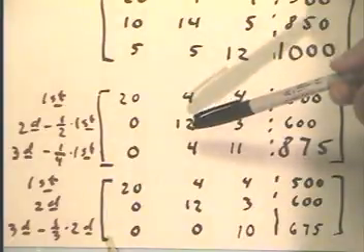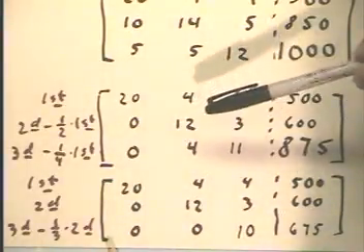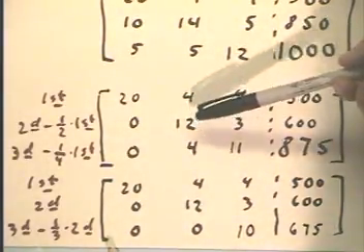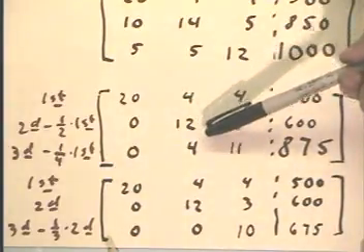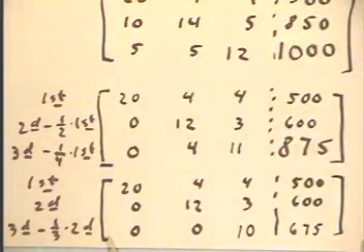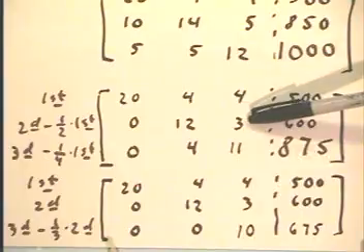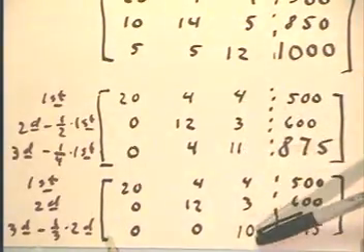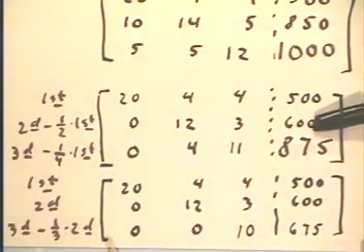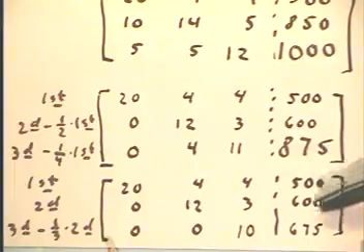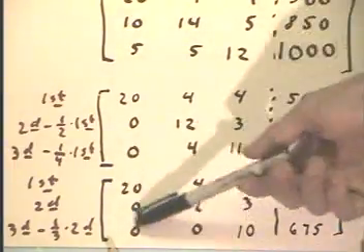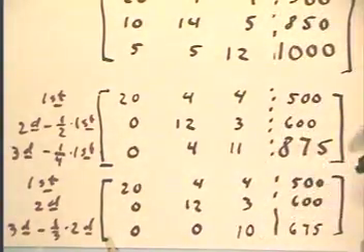A third of the second row's 12 is 4. Subtract that from 4, we get 0. Here, a third of this is 1, and subtract that from 11, we get 10. A third of the 600 is 200. We subtract that from 875, we get 675. So this is the upper triangular form of the system.